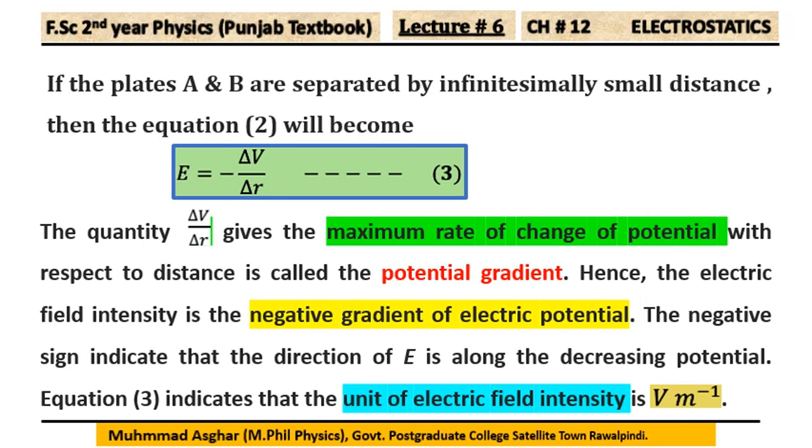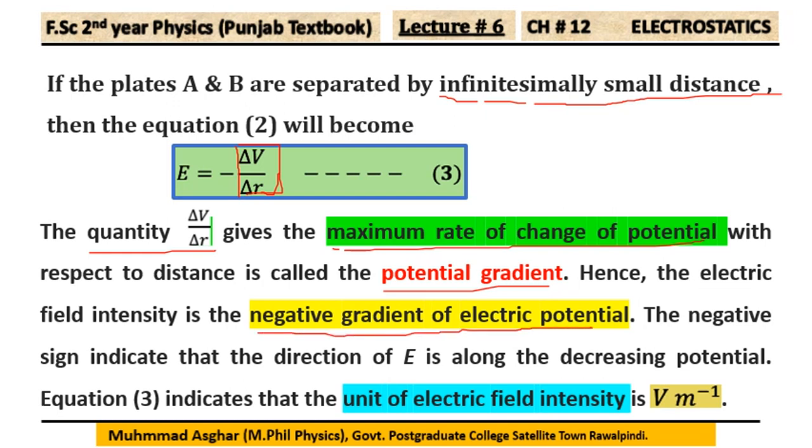If the points A and B are very close to each other, that is, an infinitesimally small distance between them, then d can be replaced with delta r, and we can write E is equal to minus delta V by delta r. This quantity delta V by delta r is the maximum rate of change of potential with respect to distance. It is called the potential gradient. So delta V by delta r is called the gradient, and electric field intensity can now be defined as the negative gradient of electric potential.